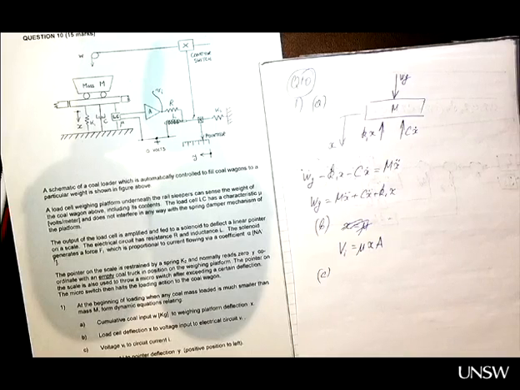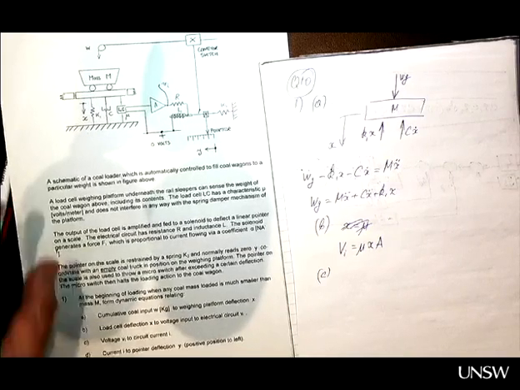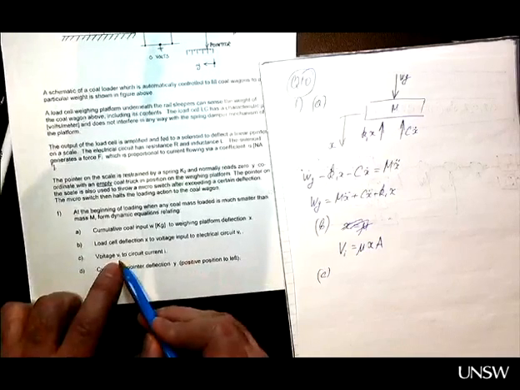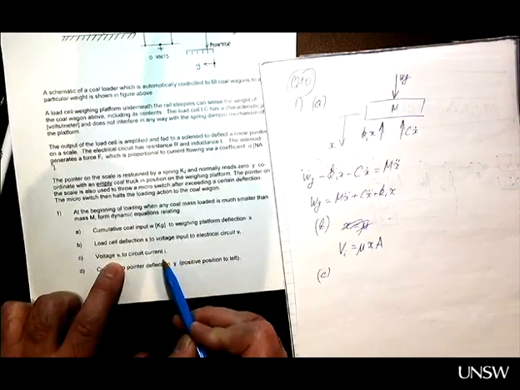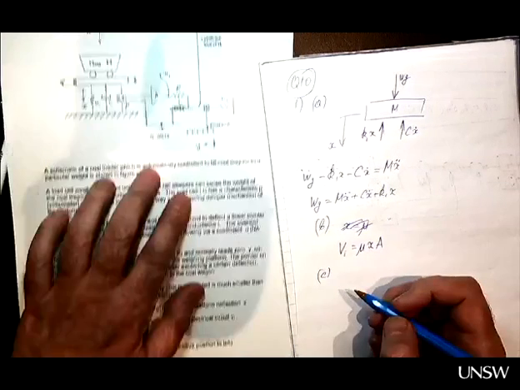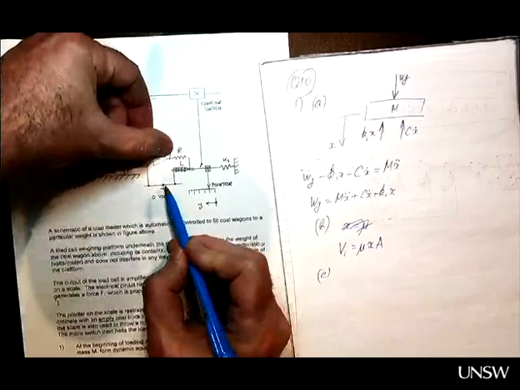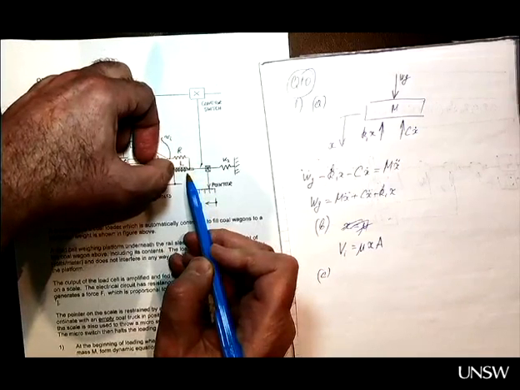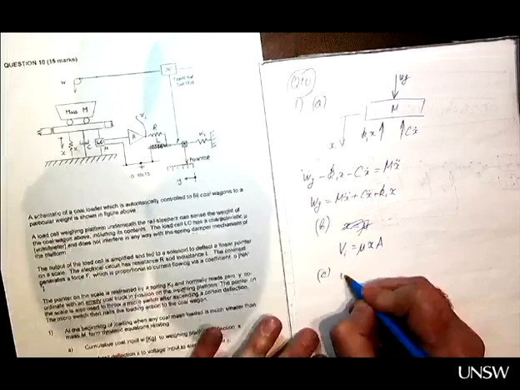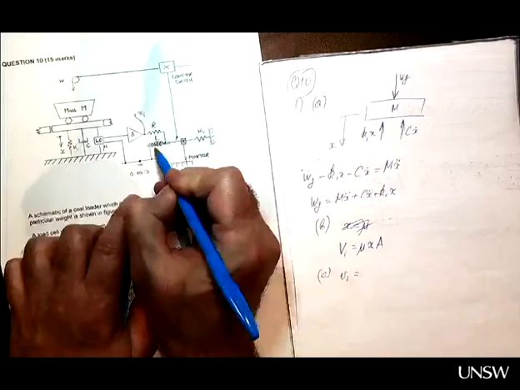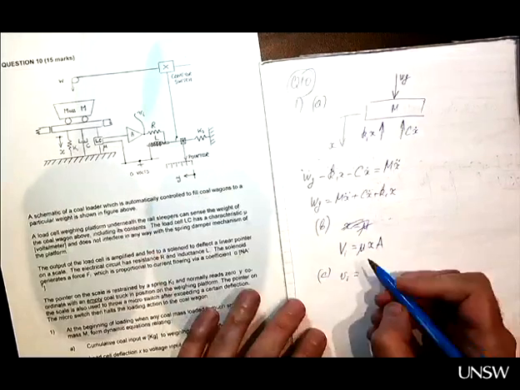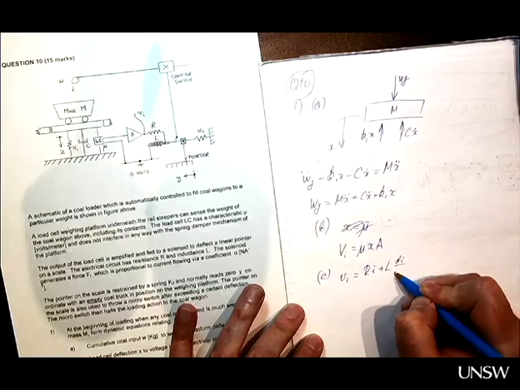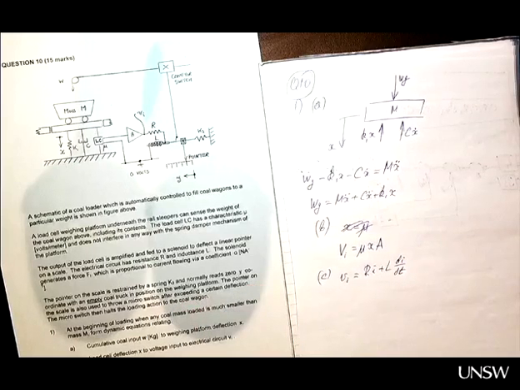Part C. Everyone happy so far? Part C: relate voltage to current. Now, voltage VI here will be equal to the voltage across the resistor plus the voltage across the inductor. And obviously, there is a current going through this circuit here. So VI will be equal to R times I plus L di by dt. Done.